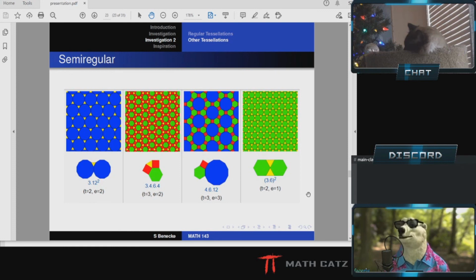So make sure you understand what the difference is, what I'm allowed to do, why some of them work as regular tessellations, why some cannot be a regular tessellation. And it's more of a knowledge topic than a calculation topic.